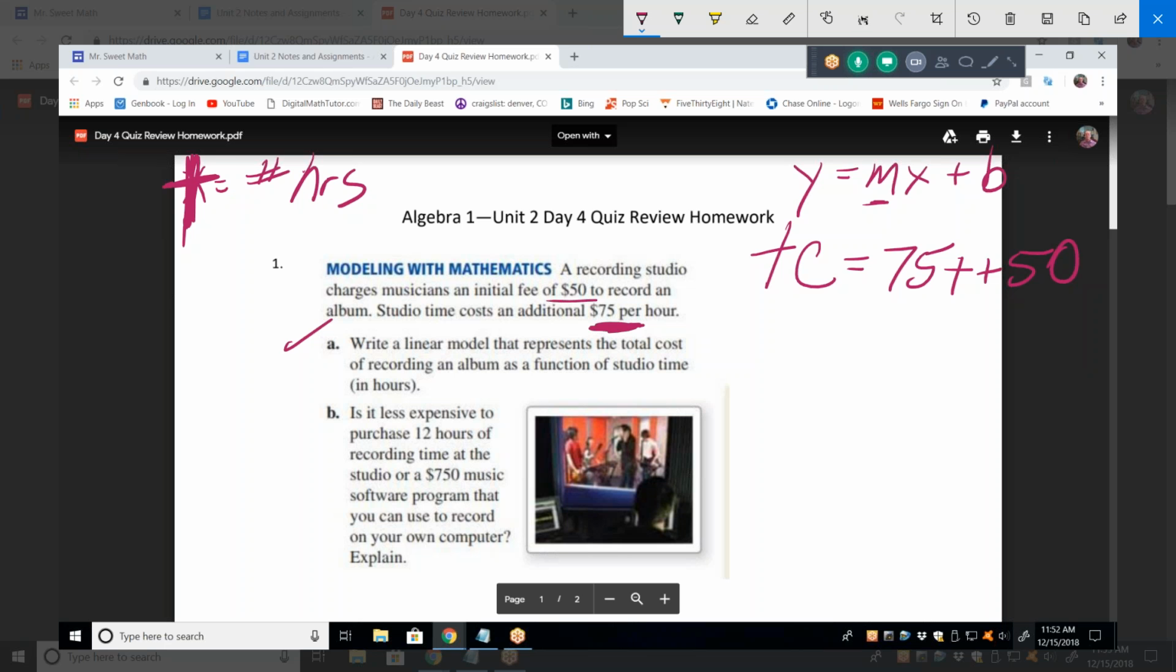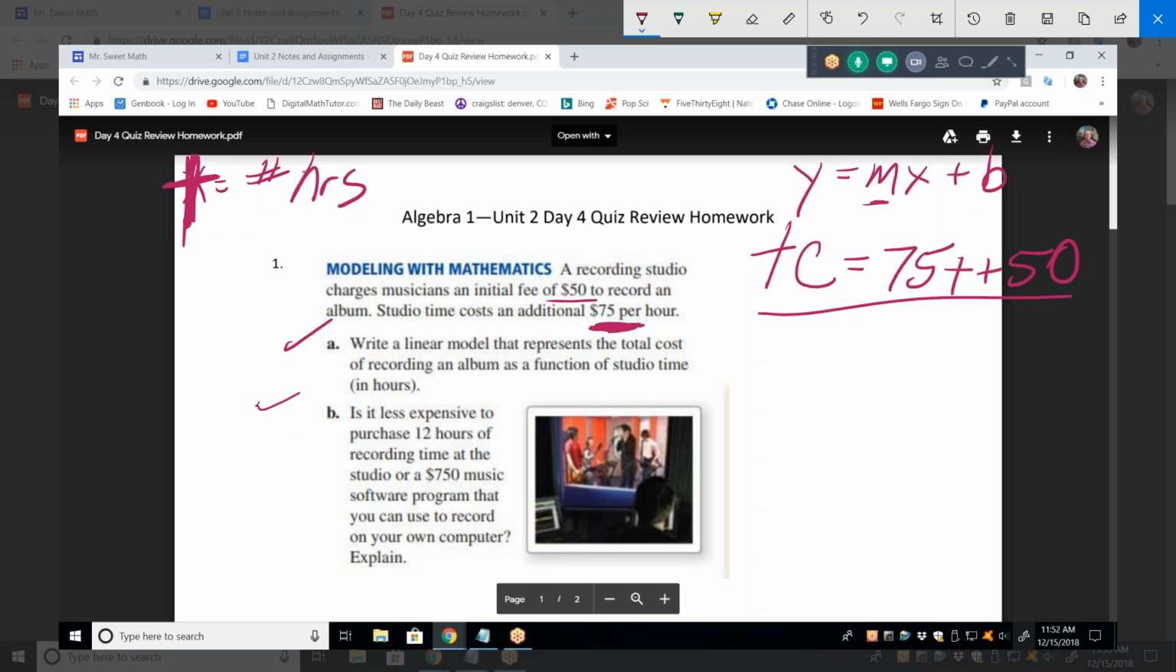What is T if you use 1 hour? 125. Okay, good. So that's the equation, right? Right. Okay, so part B: is it less expensive to purchase 12 hours of recording time at the studio, or a $750 software program that you can use to record on your own computer?